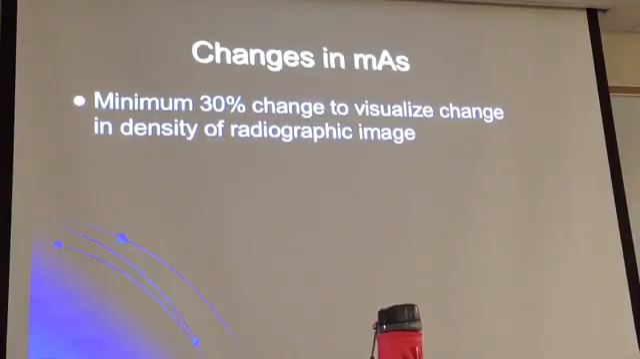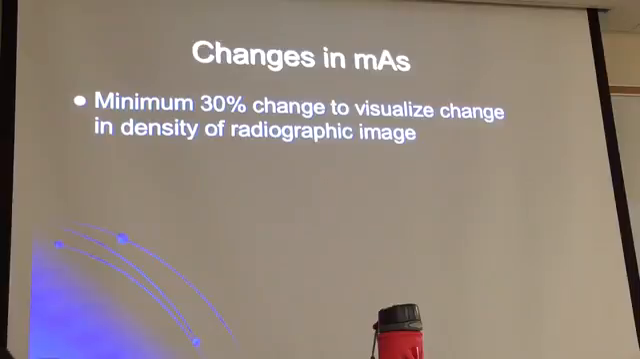in digital systems, don't, because the density is determined really by the algorithms that you're using. Okay, so it's not so much about the exposure, but about the algorithms. So this portion, and I'll try to point it out to you, is about film. When we said that a minimum of 30% change is needed to visualize changes in density of a radiographic image, what that means is that if you're changing 5 or 6 mAs, it's not doing anything. Okay, and if you're looking at digital systems, it is the same.